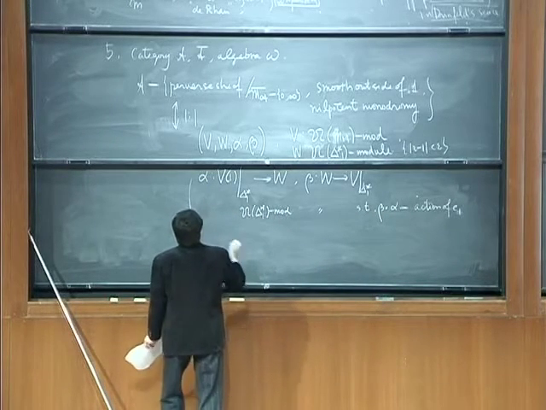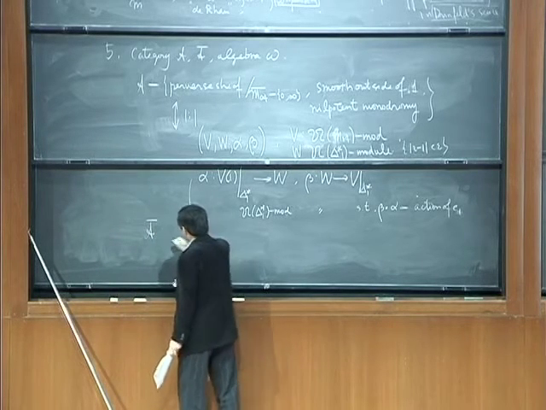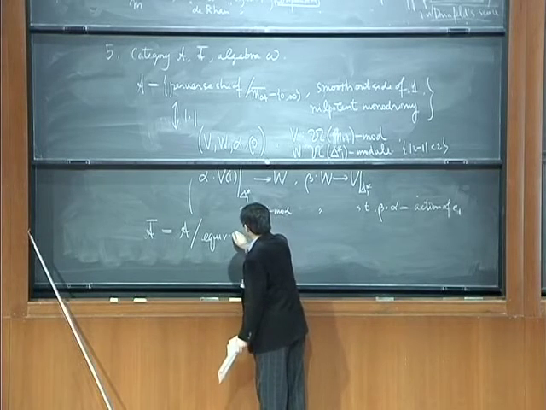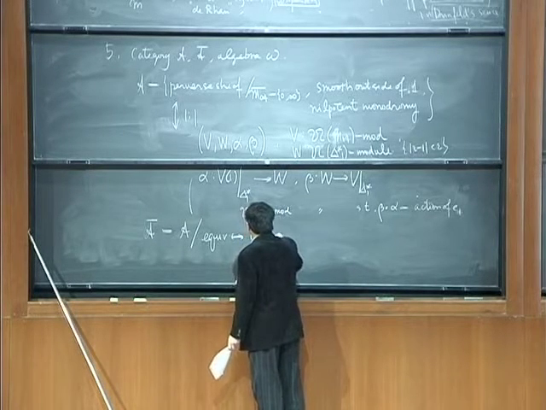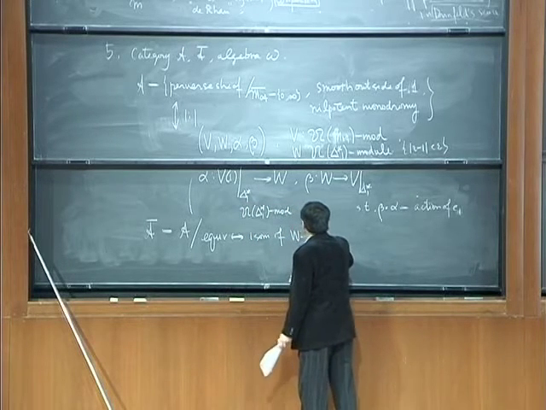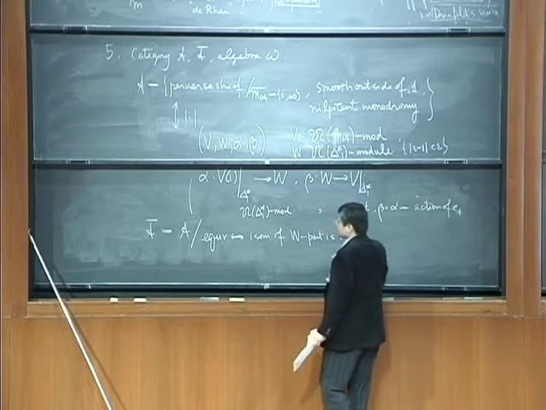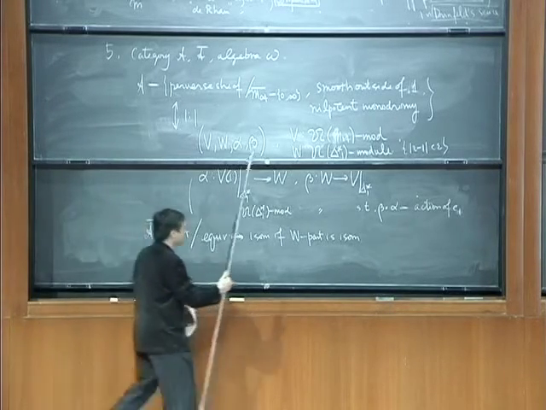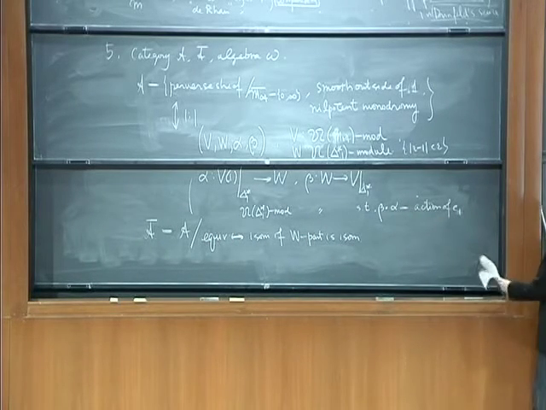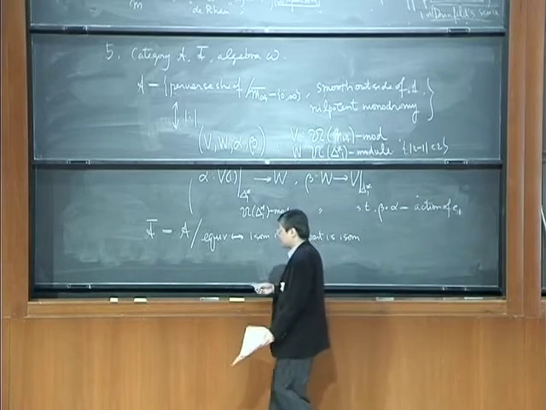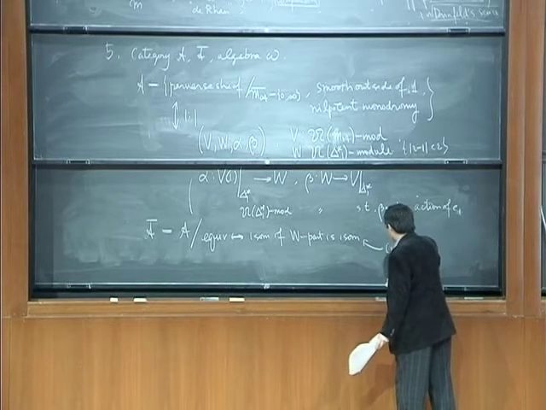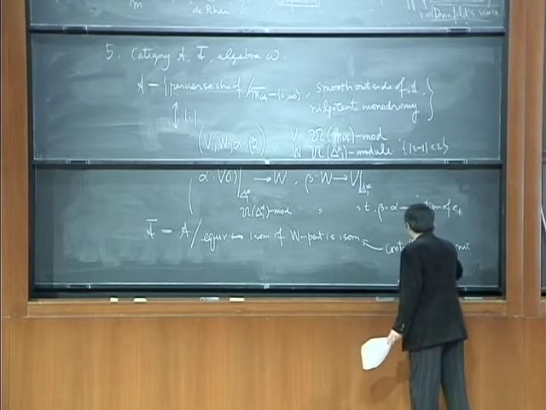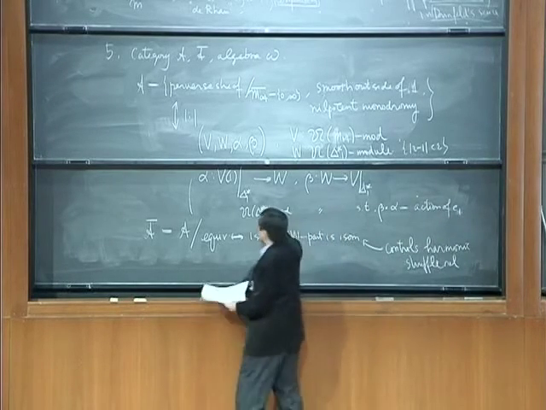Now we introduce a very strange category, A bar. This is A modulo some equivalence. The equivalence is an isomorphism if the W part is an isomorphism. It is quite a strange category. I cannot understand the meaning of this. This is an invention of Pierre Deligne. Anyway, it is very important. I don't know why, but this category is very important to control the harmonic shuffle relation. But it is a very natural category.